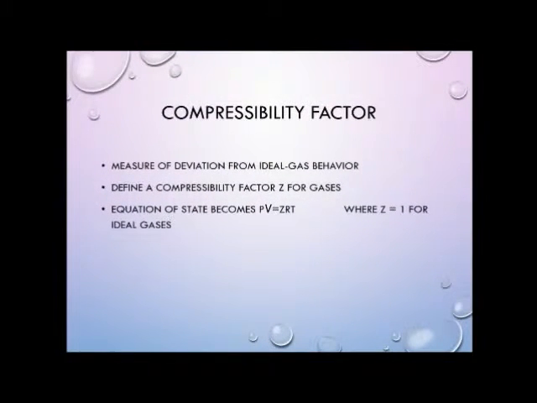Now in the study of these ideal gases, there is one more factor, that is the compressibility factor. This is the measure of the deviation from the ideal gas behavior. That means if a gas is deviating from the ideal gas, then how much is it deviating? That is given by this compressibility factor, and it is given by the letter Z. So the equation of state becomes PV equals ZRT. For ideal gases, this Z is equal to 1, and for other gases we can have other values less than 1.